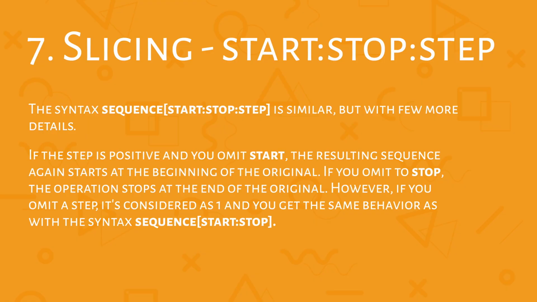Right now, let's understand what is start, stop, step. This syntax is really similar, but there's one more detail. The step is a value that we want to jump through. If the step is positive and we omit the start, the resulting sequence again starts at the beginning of the original. If you omit the stop, the operation stops at the end of the original. However, if we omit the step, it's considered as one, and you get the same behavior as with the syntax start, stop. But if we put step 2, for example, we will take every second value.